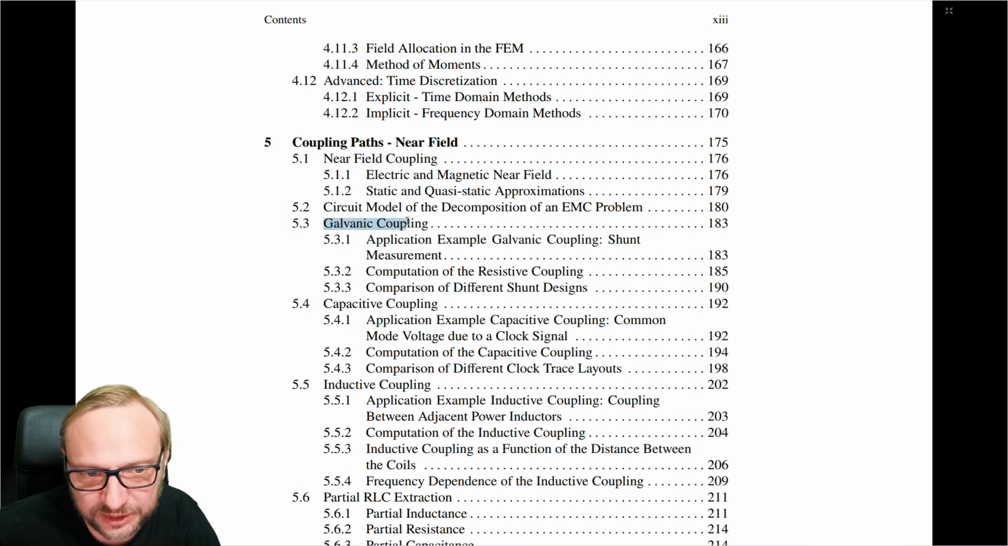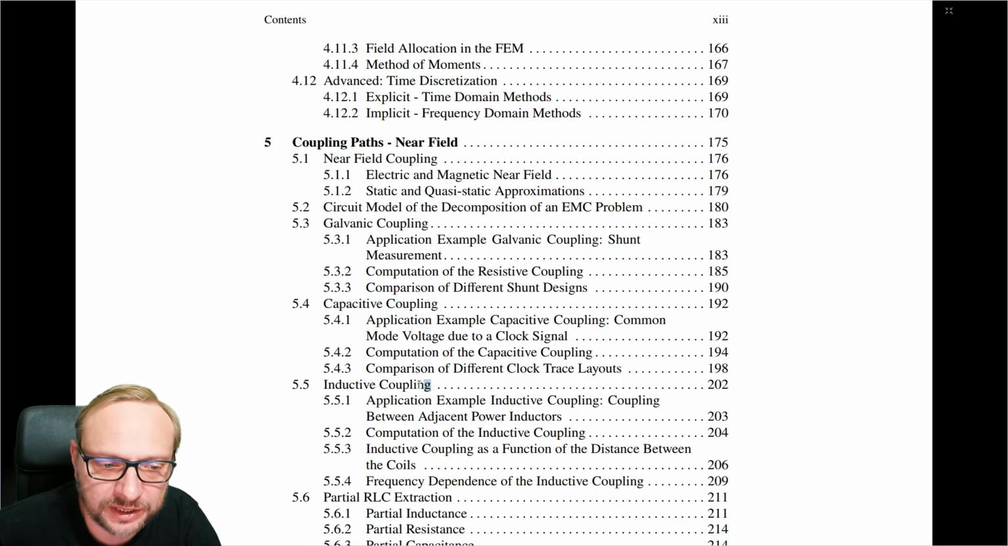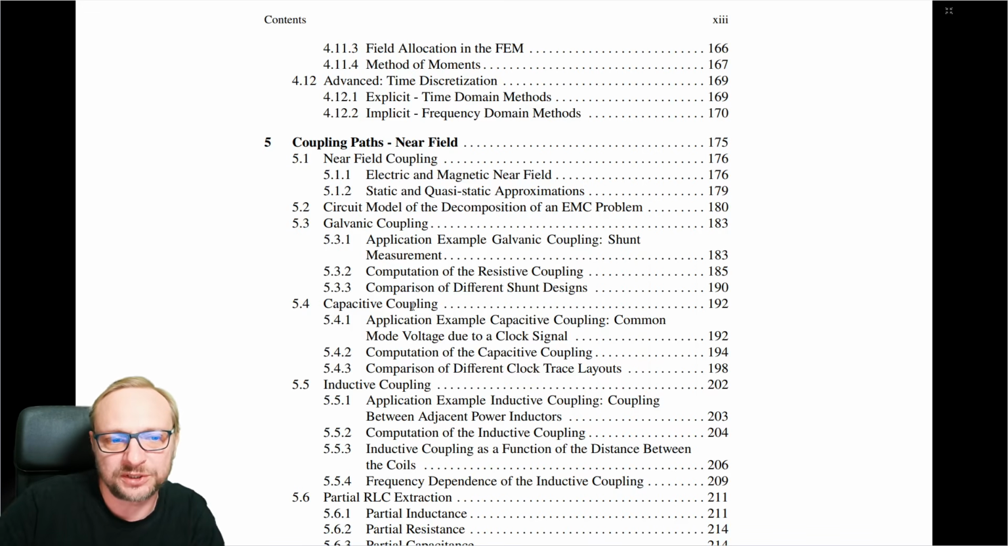and then show how the individual coupling mechanisms are solved with special solvers. So galvanic coupling is, of course, just a stationary current. Capacitive coupling is an electrostatic calculation, and inductive coupling is a magnetostatic calculation. So we do it really step by step.